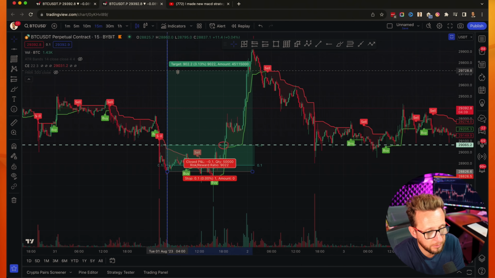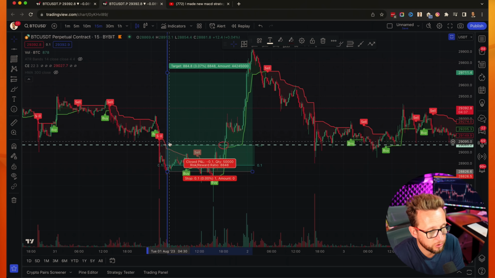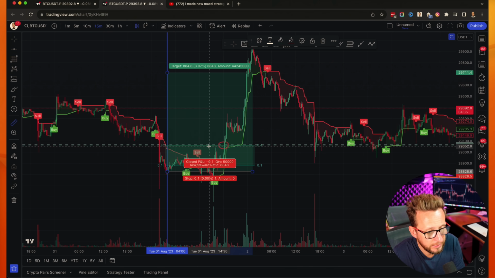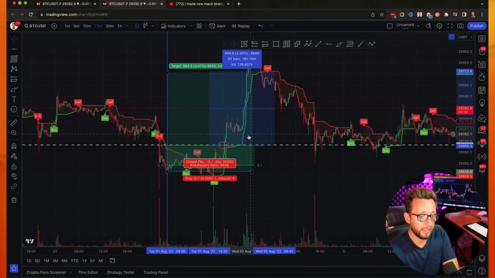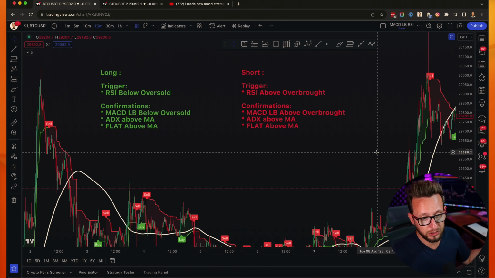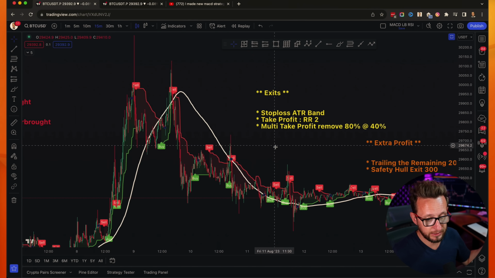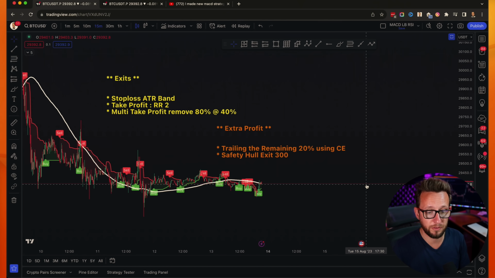Now that goes all the way up to here, gives us an extra, as I said earlier, an extra 2.3% on our trade thanks to the chandelier exit. So there you go, as you see, a wonderful trade. Now you know the rules, they're up on the screen. Here's our exits. You can take a screenshot or you can pause the video so you can read through them again if you need to.